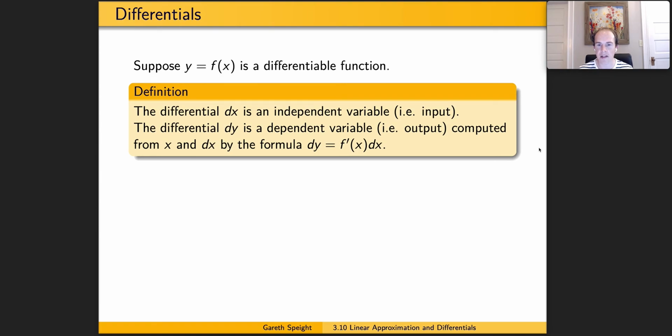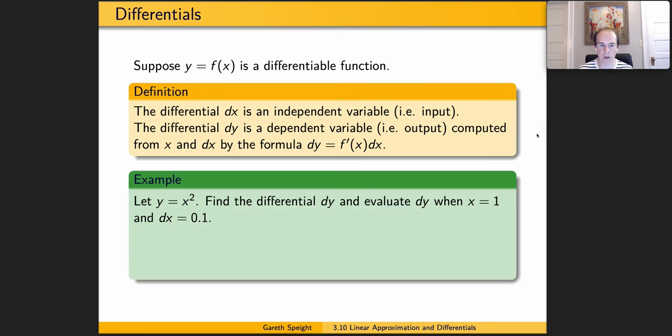Okay, so if I give you x, I give you dx, you compute f prime of x, it's a number. I give you dx, which is a number. You multiply them, you get dy, which is another number, which is your output. So dx is just an input, dy is an output. So for instance, here is a simple example. Let's suppose we have y equals x squared, so our function is x squared. Find the differential dy and evaluate dy when x equals 1 and dx equals 0.1.